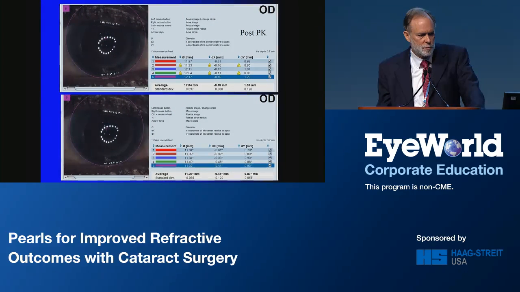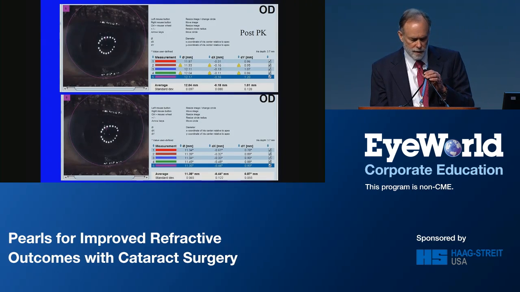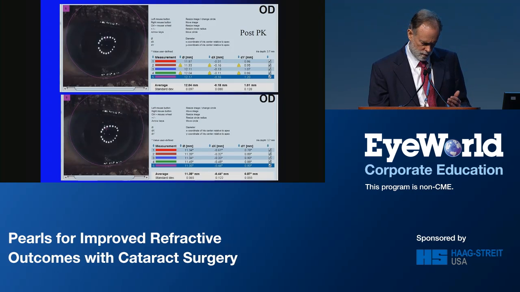This is another post-PK patient where you can see that we have some readings on the left side that are quite a bit divergent. As I mentioned, it'd be really nice if we had a mouse up here to do a pointer. I don't think this is a pointer. No, we don't have a pointer either.